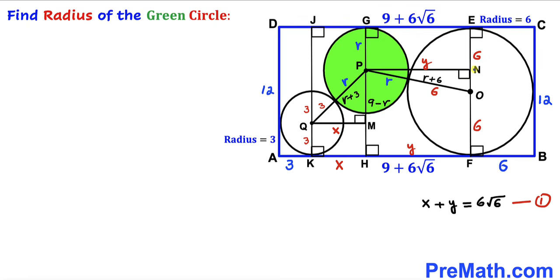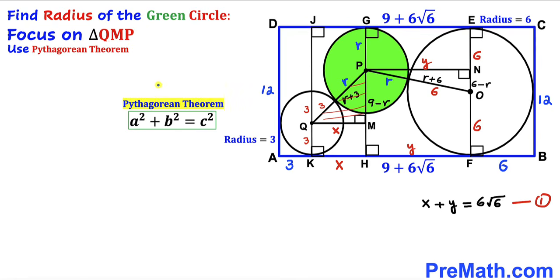And likewise we are going to calculate this segment ON length. We know this radius EO length is 6, and this EN length is the same as this GP length, which is lowercase r. So this segment ON length turns out to be 6 minus lowercase r. And now let's focus on this right triangle MPQ, and we are going to apply the Pythagorean theorem on this triangle. And here's our Pythagorean theorem: a squared plus b squared equals c squared.